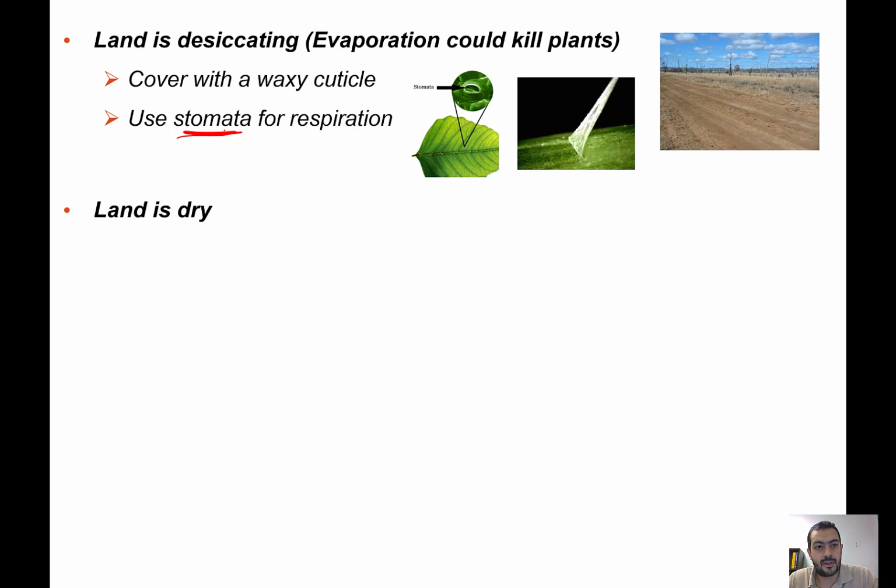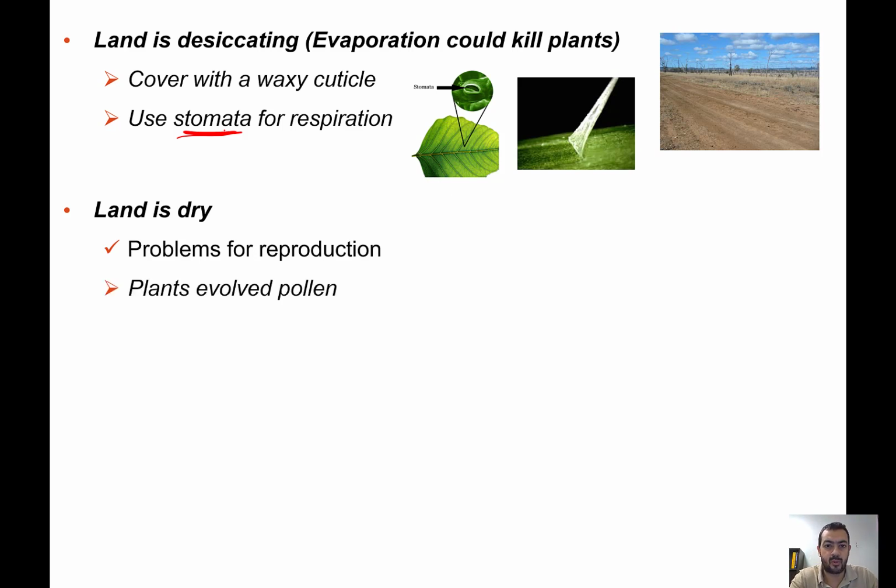The next challenge was again the dryness of the land. The dryness of the land is not only a challenge in terms of evaporation of water, but also in terms of reproduction. The reason is that the ancestors of these plants and even the first generations of these plants, for example the non-vascular plants, reproduced through flagellated sperm. Sperm have flagella, and in order for them to move on to fertilize the egg, they need to swim in water. Since the land is dry, this is a major problem for reproduction, and the solution was the development of pollen.